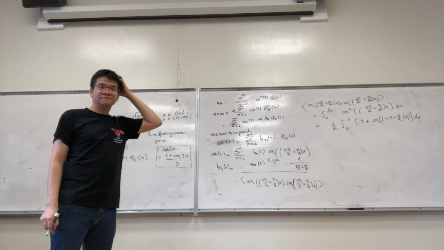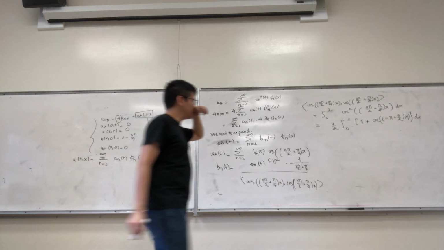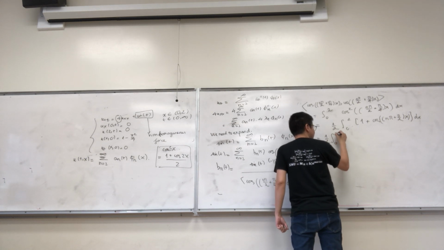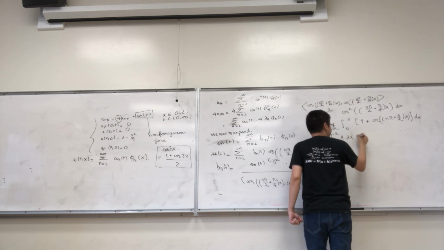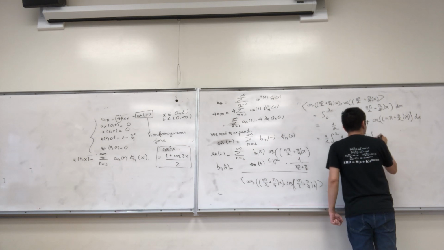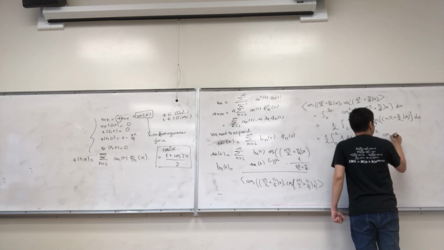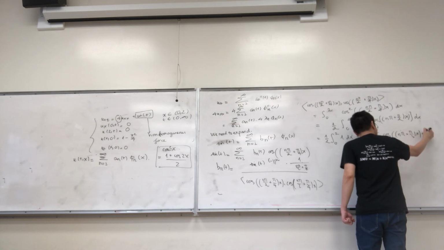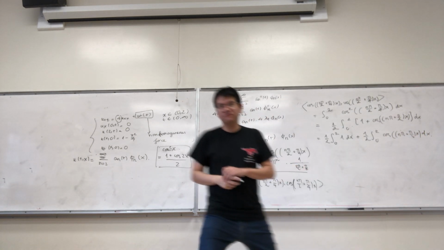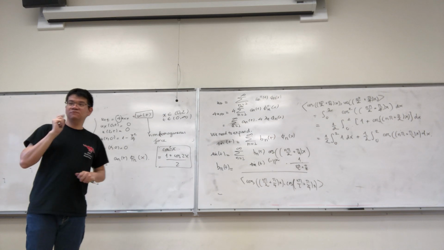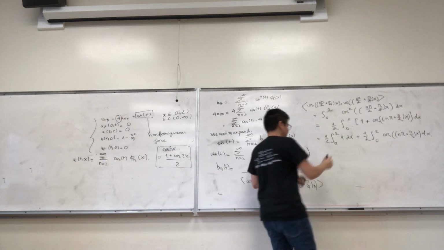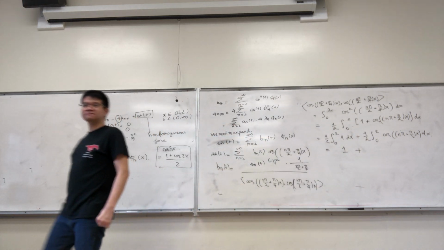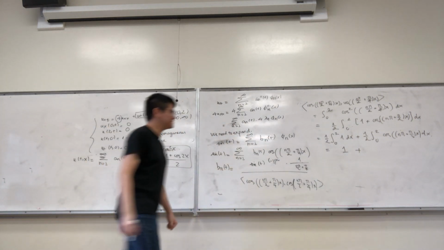Separate the integral. So now you want to separate the integral. Here you have the integral from 0 to 2 of 1 dx and 1/2 integral from 0 to 2 of cosine of (n pi plus pi over 2) x dx. What is the value of the first integral? 1. What is the value of the second one? 0.